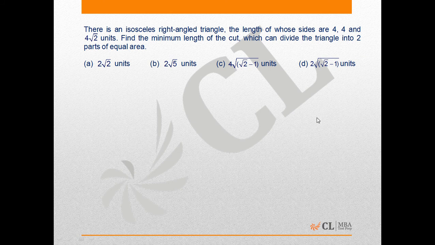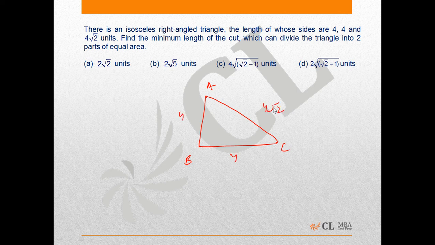This is the problem of geometry based on triangle. Here we have an isosceles right angle triangle, the length of whose sides are 4, 4, 4 root 2 units. So this is the triangle whose sides are 4, 4, 4 root 2.